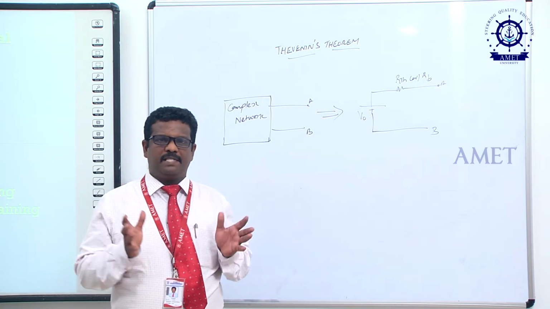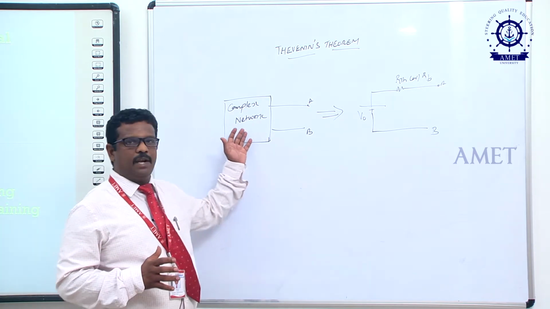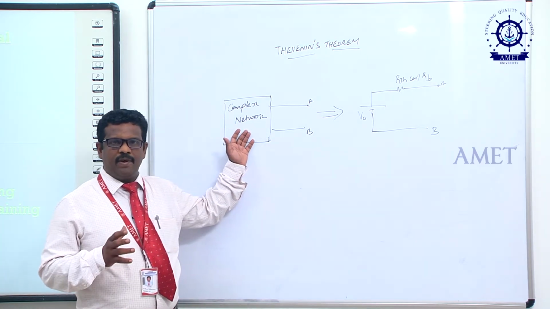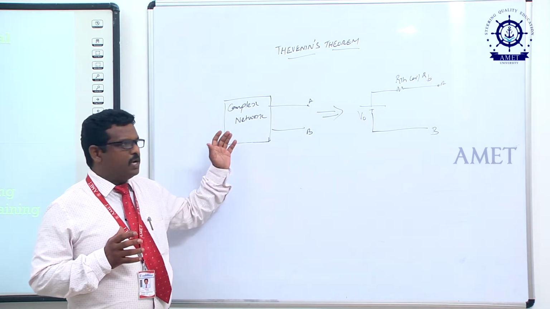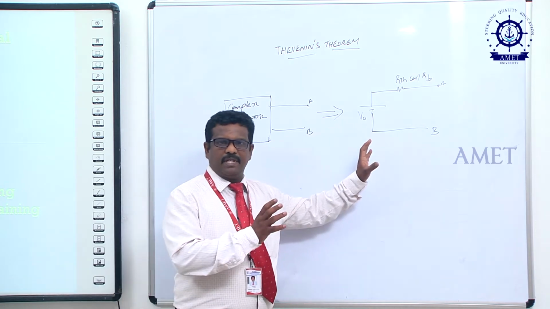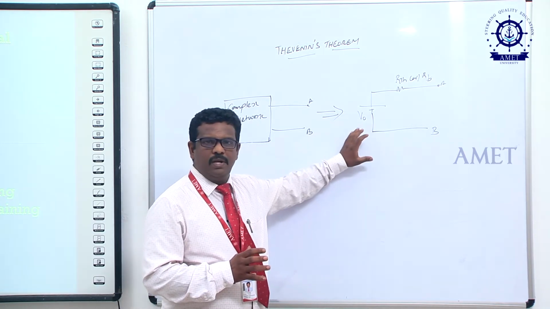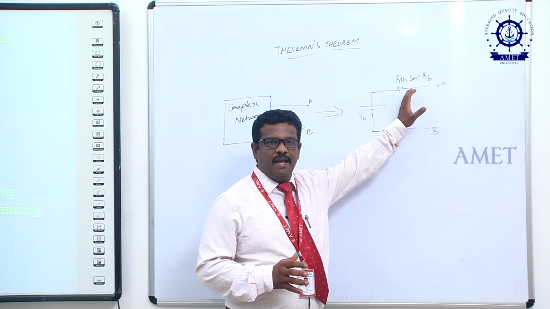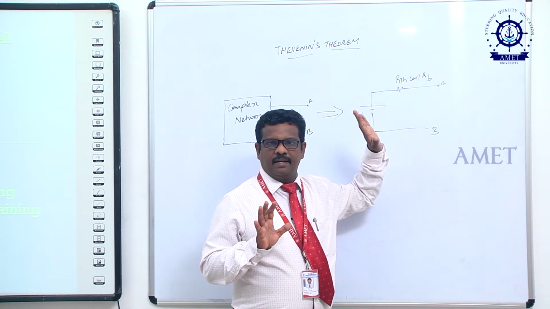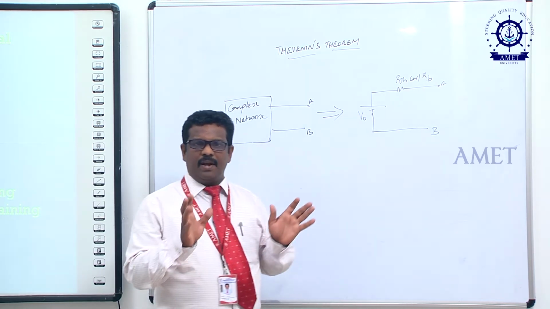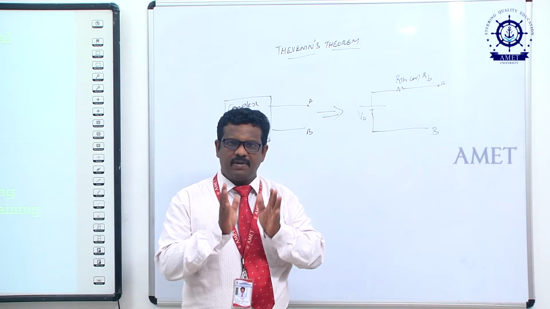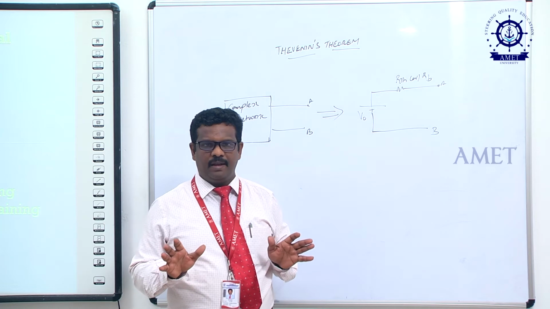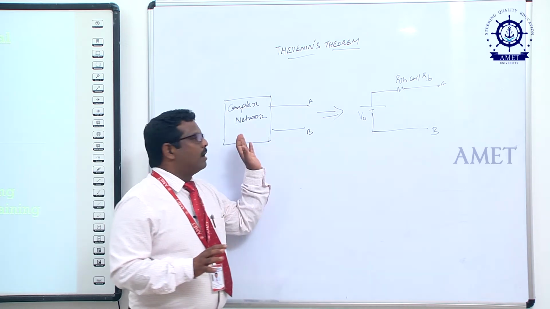Any complex network consisting of active or passive elements can be reduced to a simple circuit, one voltage source in series with a resistance. From that we are going to calculate the current flowing through the particular load. What is the power consumed? Anything we can calculate. Very simple.